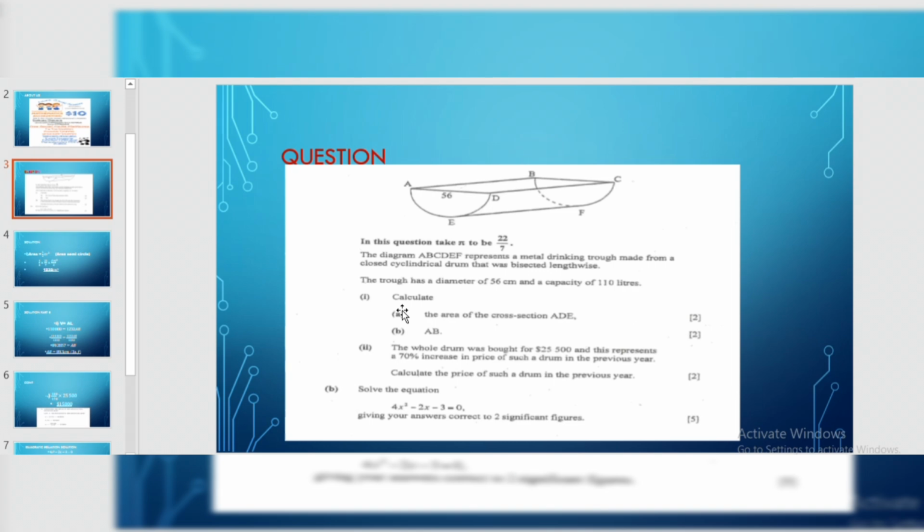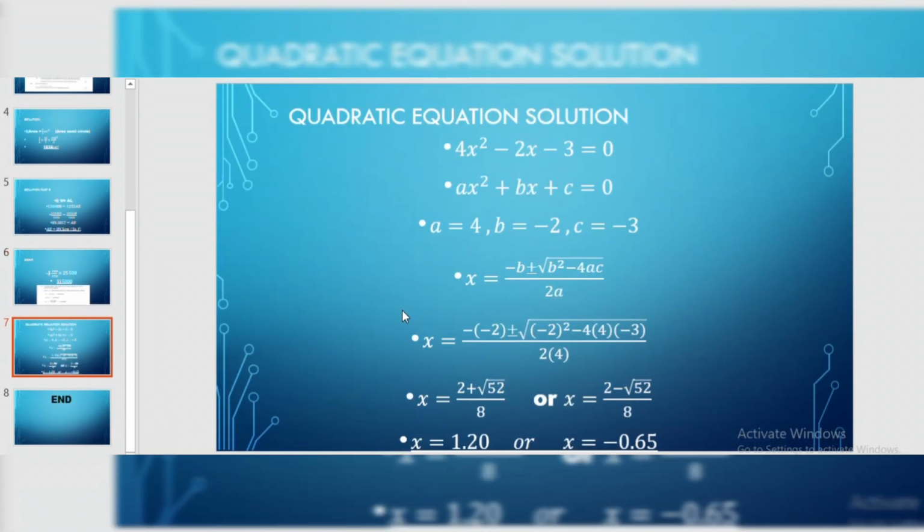Solve the equation 4x squared minus 2x minus 3 is equal to 0, giving your answers correct to two significant figures. A student may ask me, how do you know that you are going to apply a quadratic equation? You know that you are going to apply a quadratic equation if you see these things. First, you need to see an approximation. What is an approximation? You'll be given that, giving your answers correct to two significant figures. That's an approximation, number one. Number two, the number of marks, which is 5.